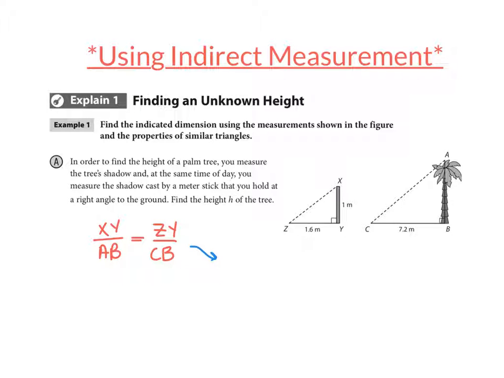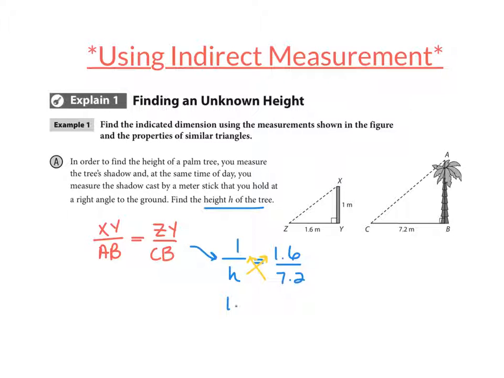So that's going to give me 1 over, I don't know the palm tree's height, so I'll call it H. They tell me to find the height of the tree, H, equals 1.6 over 7.2. And then to solve this, we've kind of already done this. We can just talk about cross multiplying here.